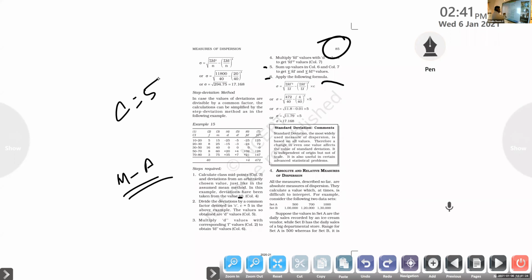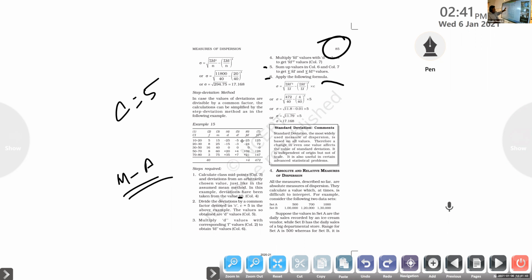25 divided by 5, minus 25 divided by 5, it is minus 5, minus 15 divided by 5, it is minus 3, 0 divided by 5, 0, 20 divided by 5, it is 4, and 35 divided by 5, it is 7. So we got the D dash values. D dash values also got.